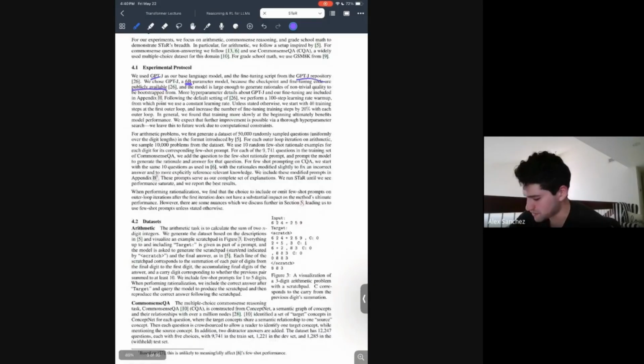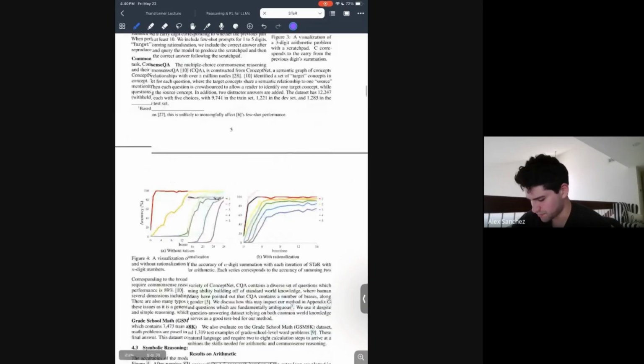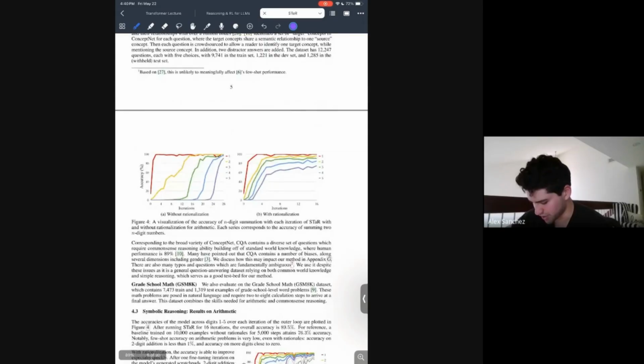They generate a data set of 50K randomly sampled questions, with 10 random few-shot rationale examples for the prompt. And yeah, they used a couple data sets, CQA and also Grade School Math 8K, GSM 8K. Which, when we implement it, I would love to test on this data set and train on this data set.